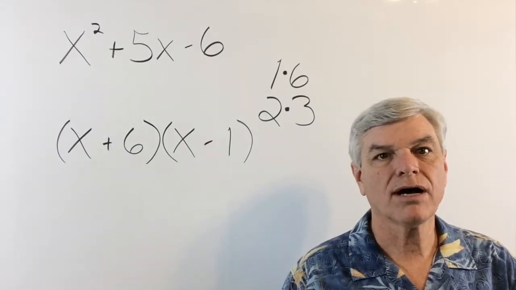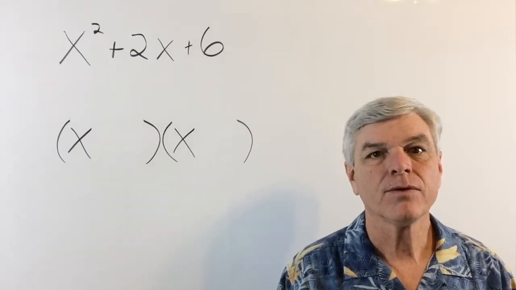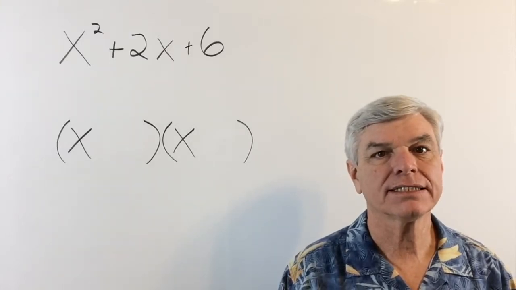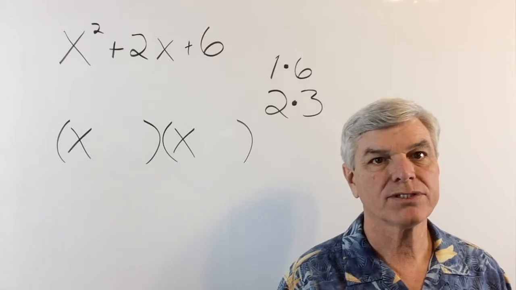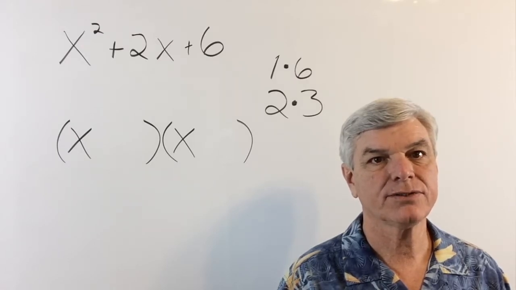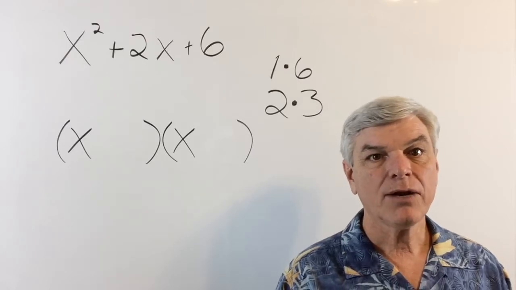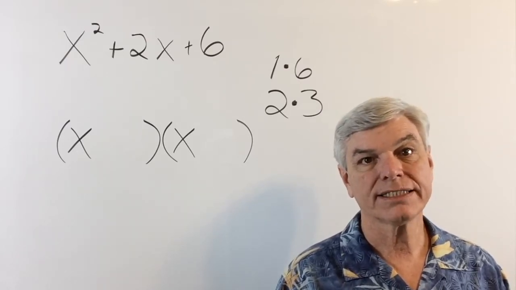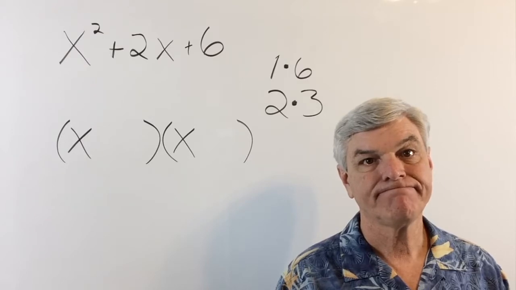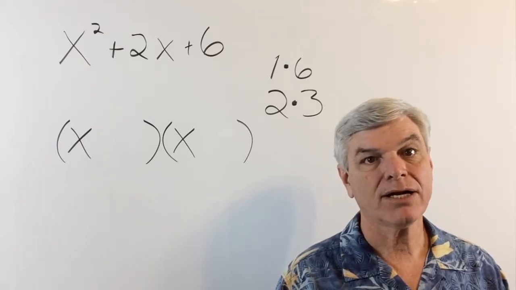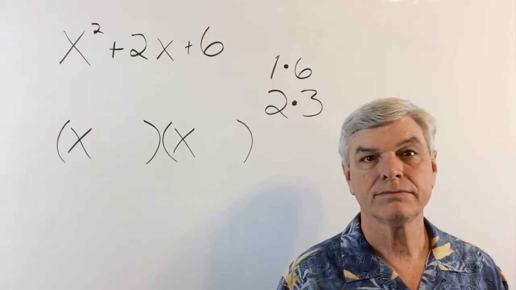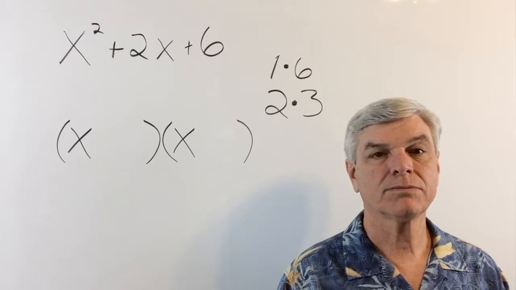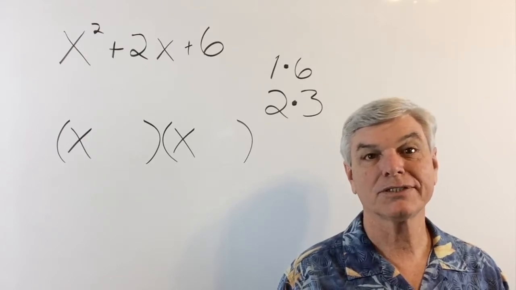Now let's try two more problems. We have x squared plus 2x plus 6. And our binomials are going to be x times x. And let's tear apart that 6. Now, like the last problem that we saw, 1 times 6 gives us 6, and 2 times 3 gives us 6. Can we add or subtract 1 and 6 to get to 2x? No. Can we add or subtract 2 and 3 to get to 2? No. What's the problem? The problem is there's no solution.